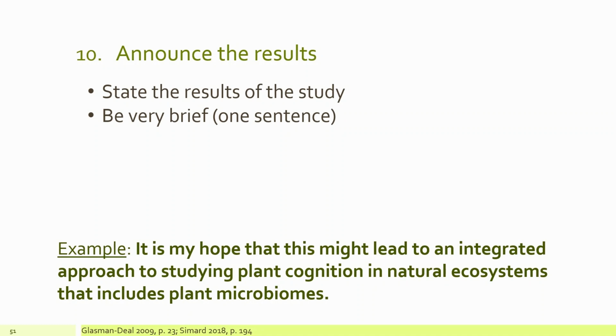For example, "It is my hope that this might lead to an integrated approach to studying plant cognition in natural ecosystems that includes plant microbiomes." Simard's paper is an overview of her findings of her ongoing studies of plant cognition in natural ecosystems. So here she expresses her intended result, which is to lead other researchers to take an integrated approach that includes plant microbiomes. This is what she wants readers to get out of reading the paper. For your paper, the main thing you may want readers to get out of reading is an understanding of your findings, so you would state your main finding.